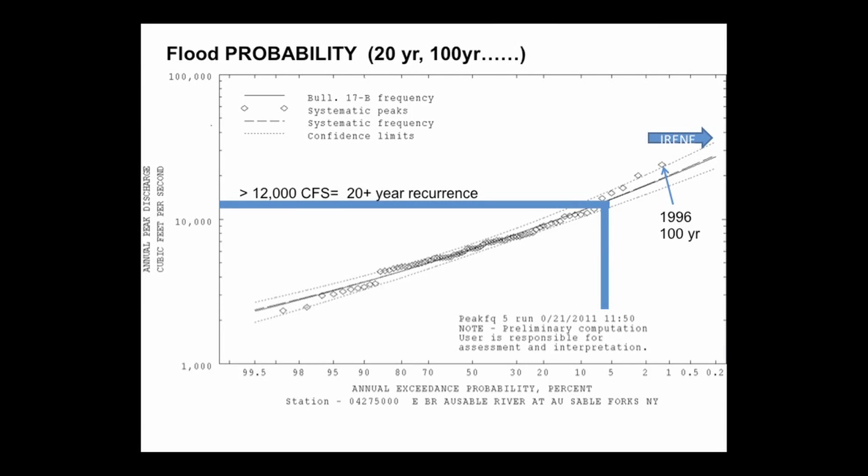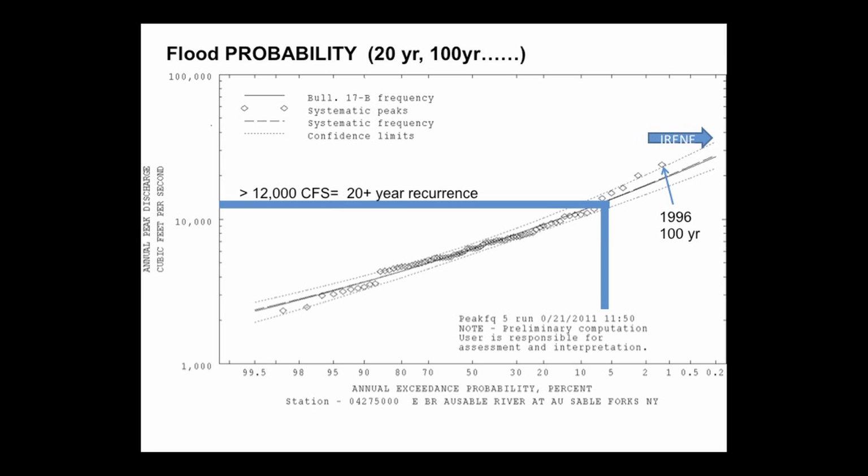This is a flood probability graph, and I'll just spend a few seconds on this. This is East Branch Ausable data, and what it's just showing you is what's that 1 in 100 year flood event, this probability of occurrence. It's some statistics on the existing numbers that we have in the record. So the 20-year plus occurrence is roughly 12,000 cubic feet per second. Like I said, that's probably more like a 15-year occurrence.